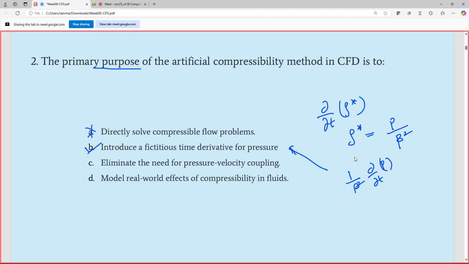Even though there is no change with respect to time, this fictitious time derivative can be introduced and then solved in a pseudo time loop to get better stability. And this beta can be controlled, or we can control the values of this beta as a correction measure for achieving better stability.